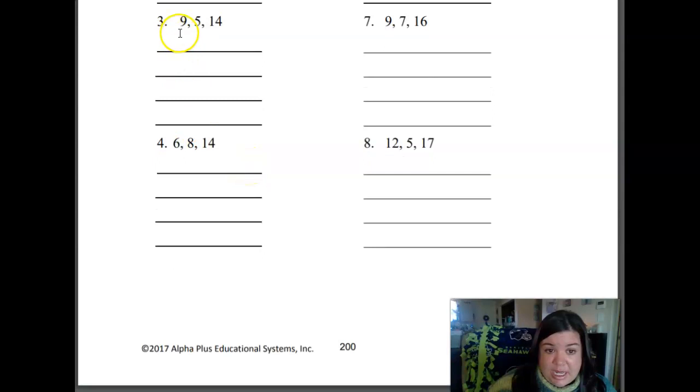So you're looking at 9, 5, and 14. So what is the biggest number? 14. So that's going to be your answer to your first and second addition problem. So go from there. Pause the video and work on this now.